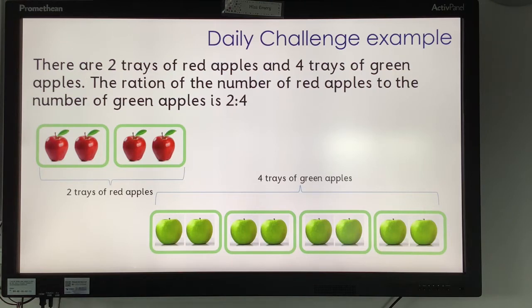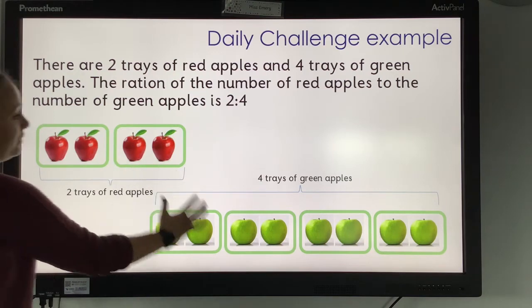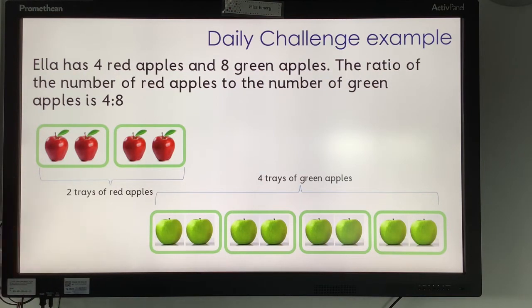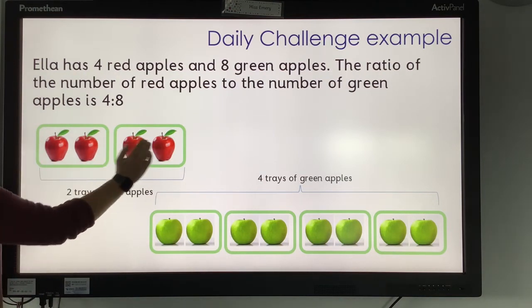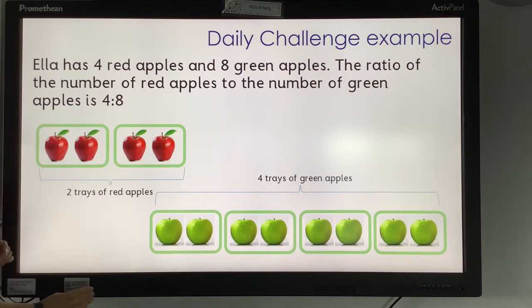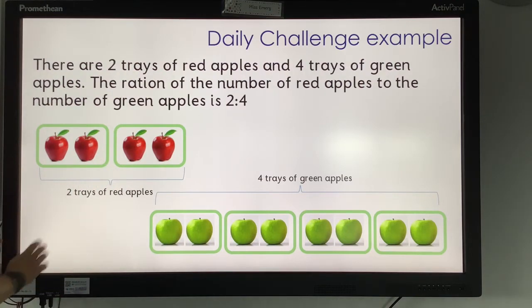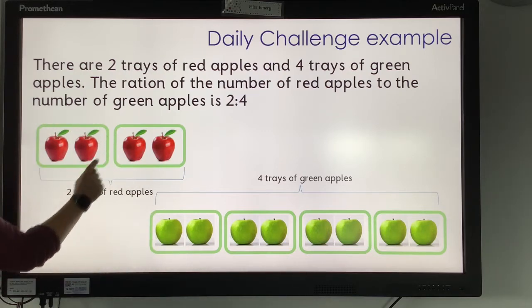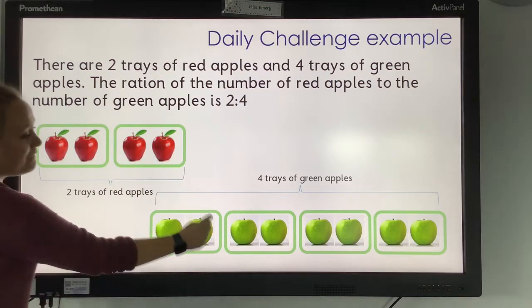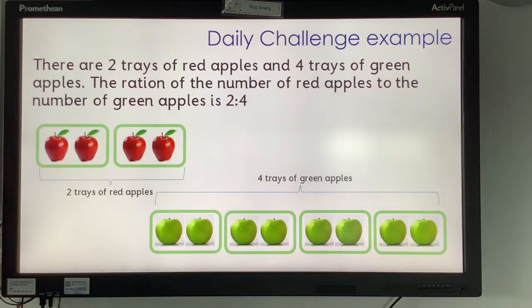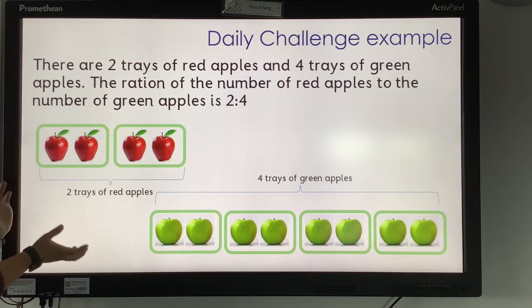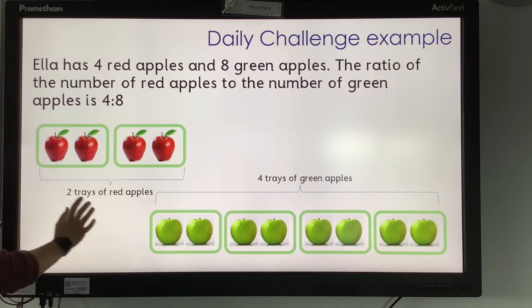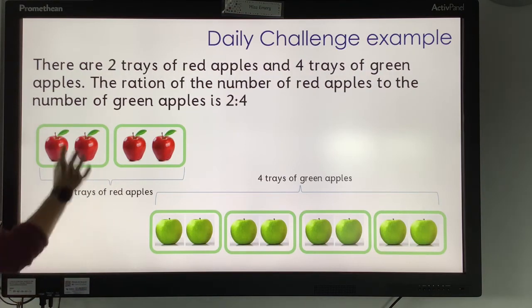There are 2 trays of red apples and 4 trays of green apples. The ratio of the number of red apples to the number of green apples can also be called 2 to 4. So just a minute ago, it was 4 to 8 because we had 4 individual red apples to 8 individual green apples. But we can also group it as 2 to 4 because we have 2 trays and 4 trays. We can still compare it. It's still the same number of apples, but it's an equivalent ratio. 4 to 8 is the same as 2 to 4.